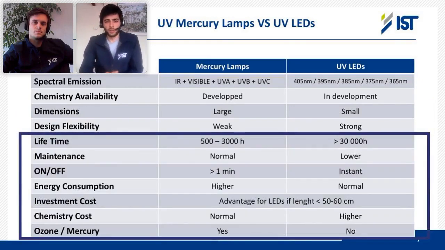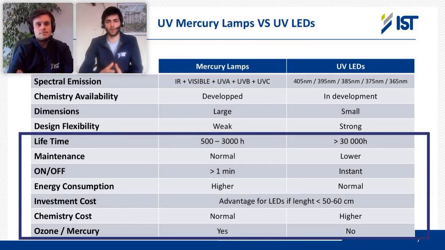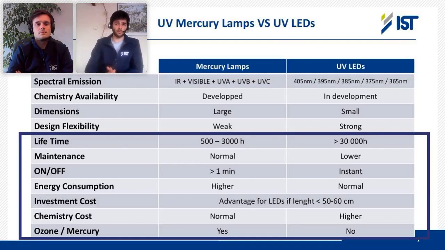Then, of course, you probably know the lifetime. LEDs last longer than mercury. We have to say also that when UV LEDs do not have enough power to make the application, then you need to change all the UV LEDs, not only the lamps. So the cost is really higher than just changing a mercury lamp. Then for maintenance, you have almost no maintenance with UV LEDs. You just have to blow air in the filters once or twice a week.